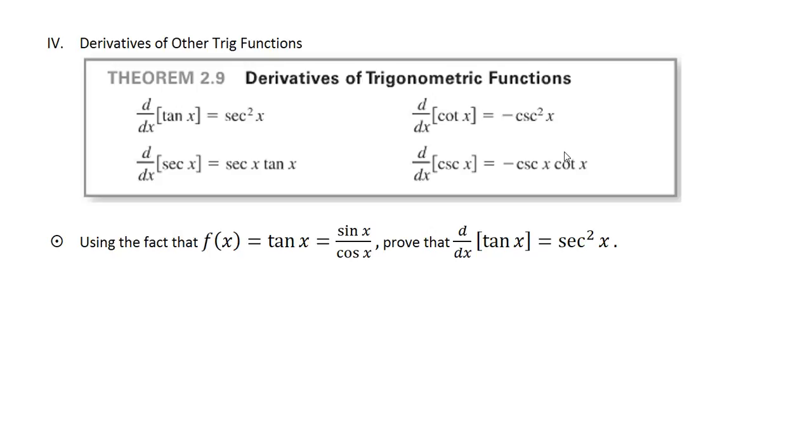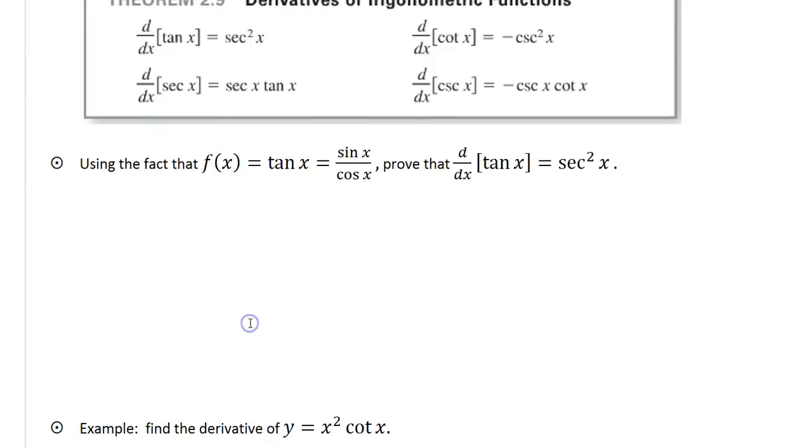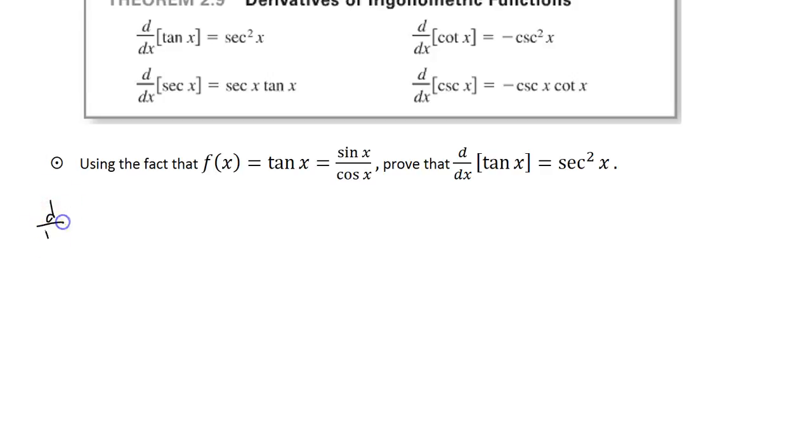So I like to prove this one using the quotient rule and using what we know. So the derivative of tangent, we want to prove that this is equal to secant squared of x. So I'm going to start by using the fact that tangent of x is equal to sine of x over cosine of x. So the derivative with respect to x of tangent of x is equal to the derivative with respect to x of sine of x over cosine of x.